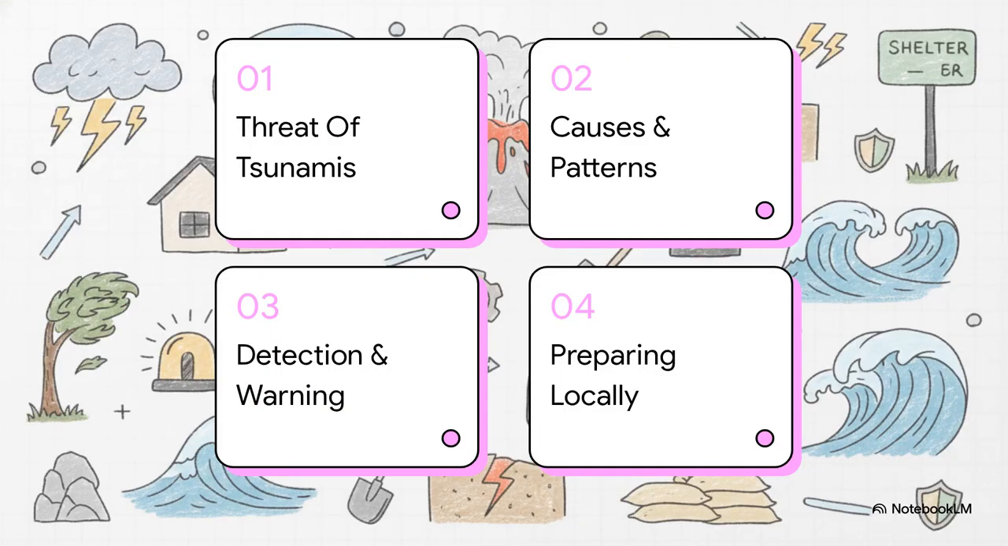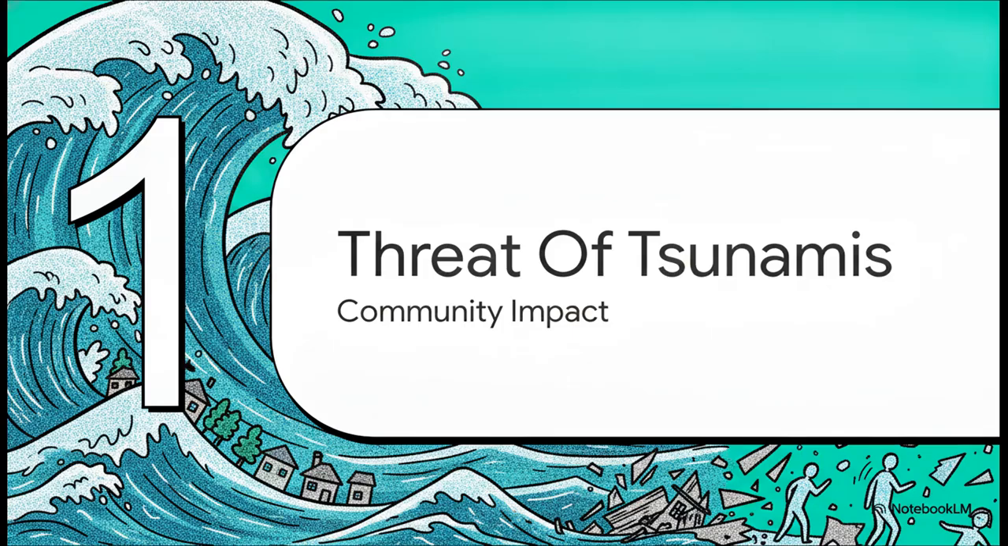So here's our roadmap for today. First up, the threat of tsunamis. Then, causes and global patterns. Third, detection and warning systems. And finally, preparing your local community. All right, Section 1, the threat of tsunamis and acknowledging the impact on communities.